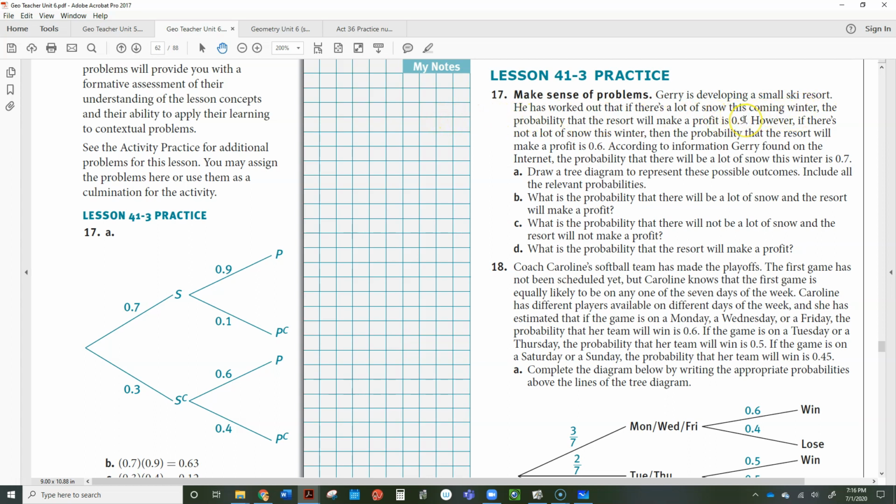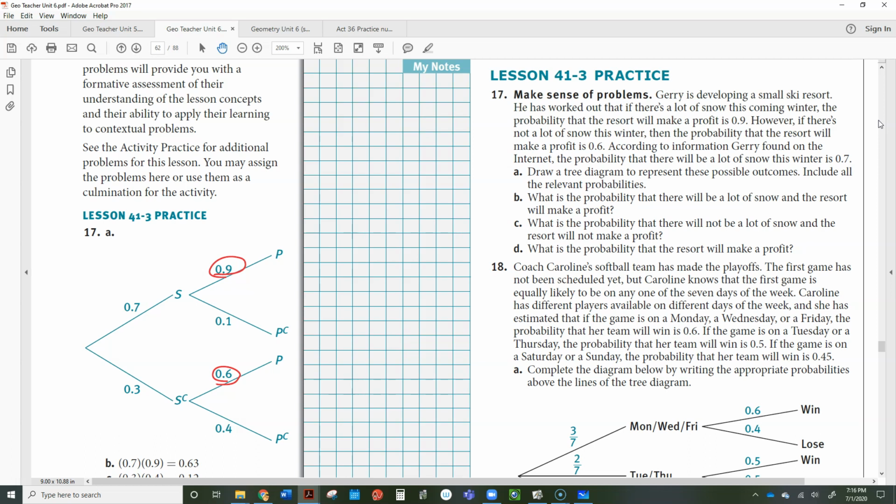He worked out, so this piece of information right here was given. This was given. So it says he worked out that if there's a lot of snow this coming winter, the probability that the resort will make a profit is 0.9. So that was given. However, if there's not a lot of snow this winter, then the probability the resort will make a profit is 0.6. So this number was also given. Not a lot of snow and profit.